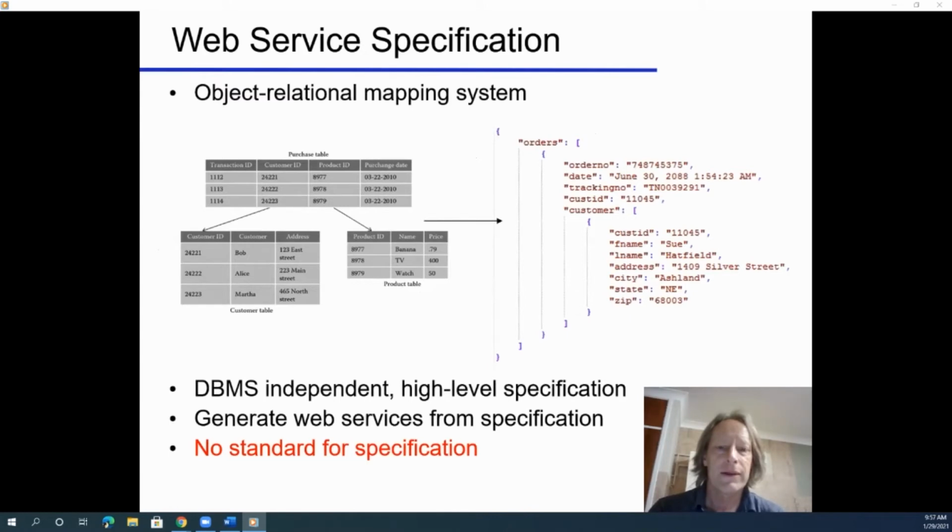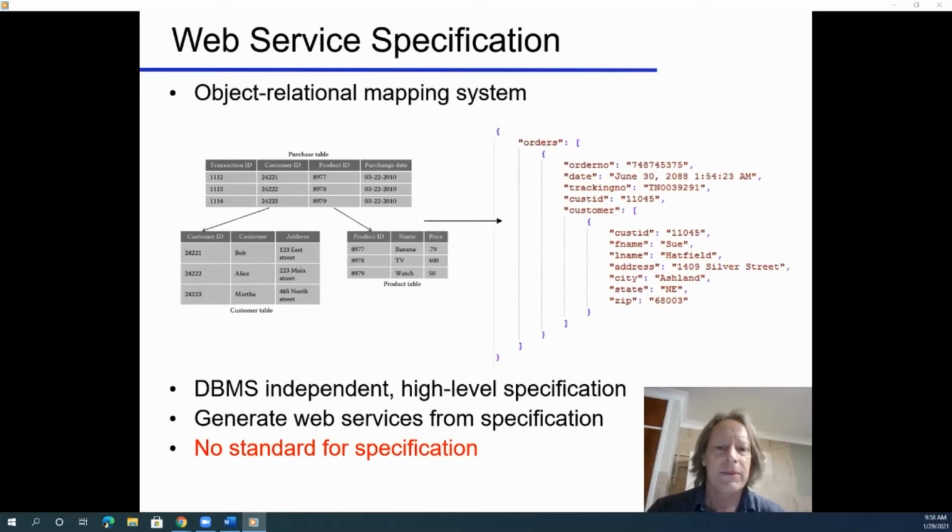In order to support the web services, what we're going to provide is a web service specification. This specification is independent of any particular database management system, so it doesn't matter if it's Postgres or MySQL. It's a high-level specification, given at a very abstract level. And from this specification, we're going to generate web services.